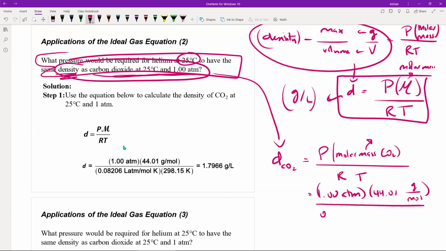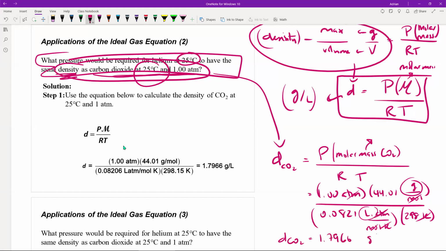R, or gas constant, is 0.0821 liter atmosphere per mole Kelvin. And then our temperature here is 25 degrees Celsius, so we add 273, that's 298 Kelvin. Kelvin goes away, moles go away, atmospheres go away. We end up with grams over liters as our unit, which is our density. So that makes sense. The density of CO2 here would be equal to 1.7966 grams per liter.